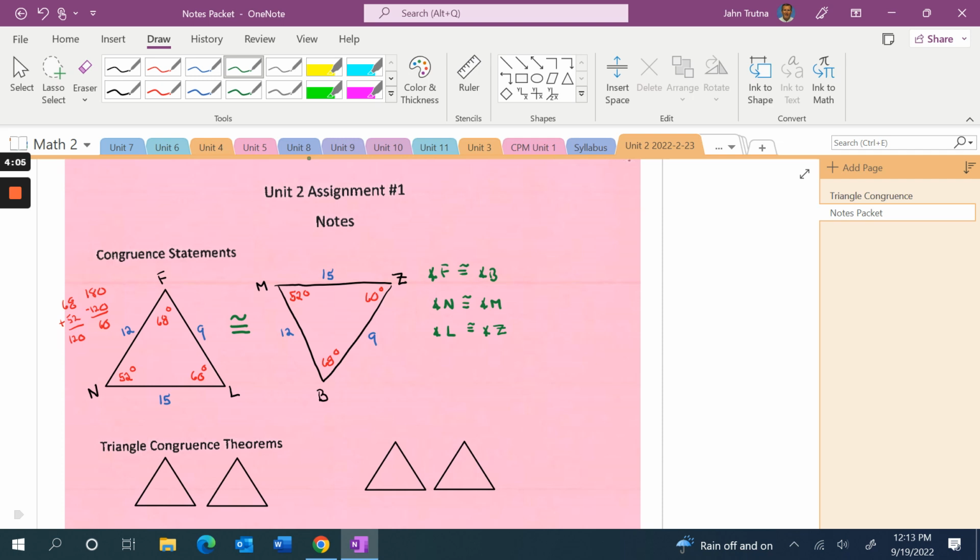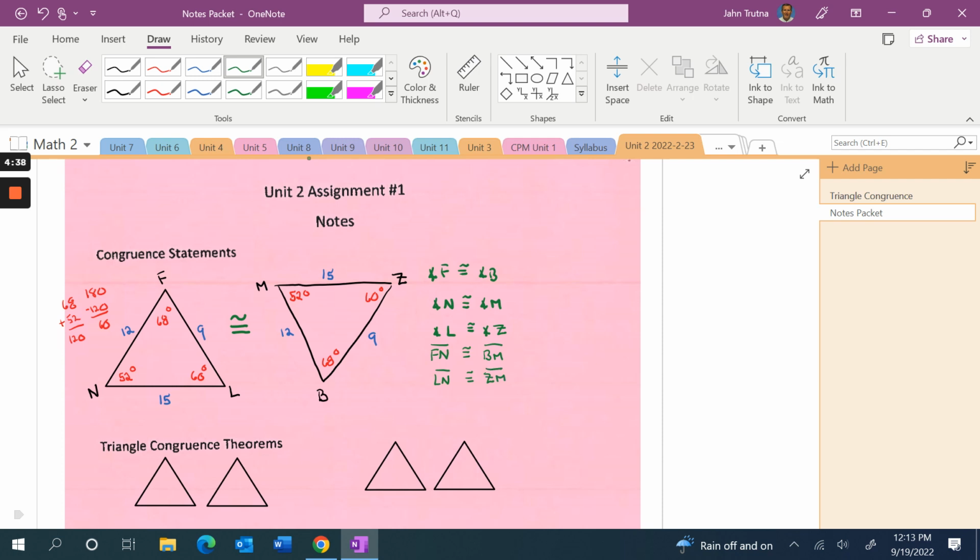Also, we know that side F to N, which has a length of 12, is congruent to side B to M, which also has a length of 12. Okay. Side L to N, which has a length of 15, is congruent to the side of this triangle over here, which has a length of 15, which has the Z and the M in it, and I would have to write it as ZM.